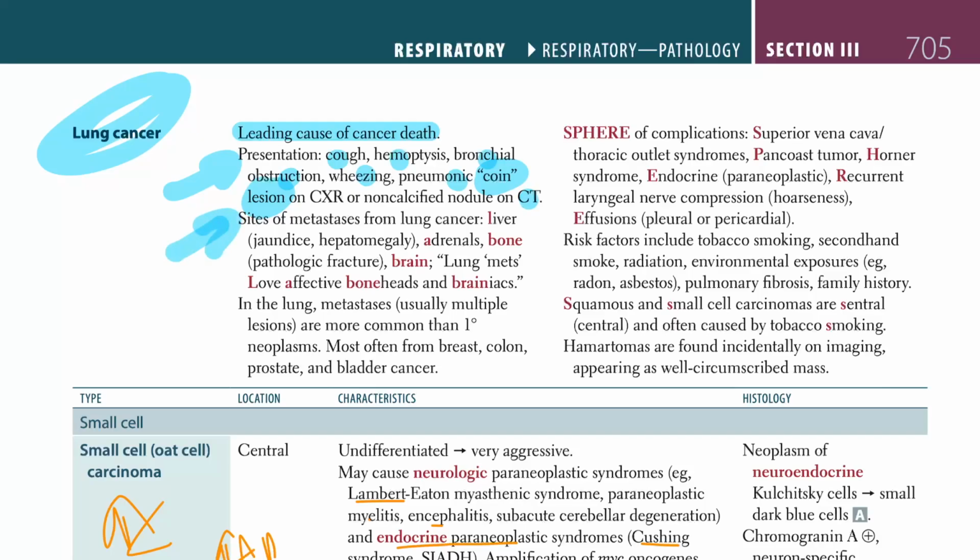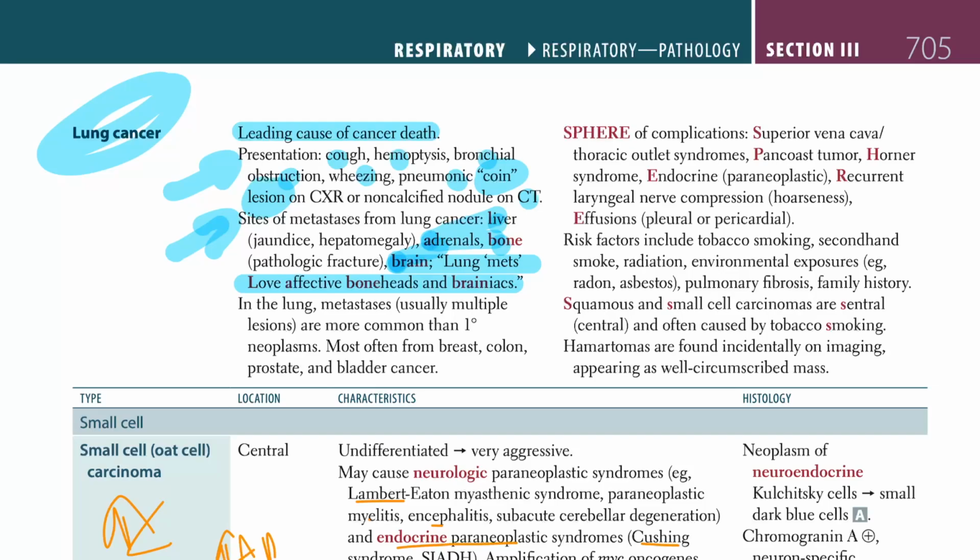Sites of metastasis from lung cancer are liver (jaundice, hepatosplenomegaly), adrenals, bone (pathological fractures), and brain. So the mnemonic here is "Lung cancers: Liver, Adrenal, Bone, and Brain." So liver, adrenal, bone, and brain.